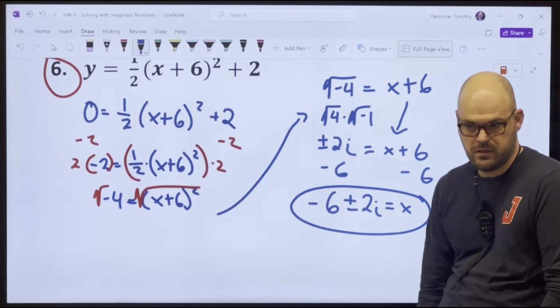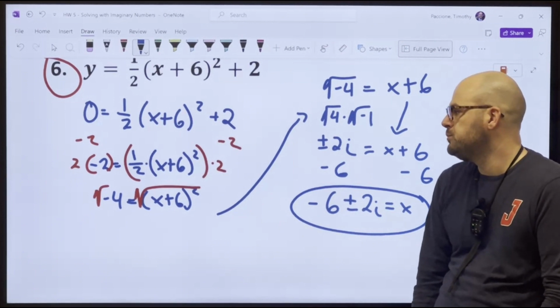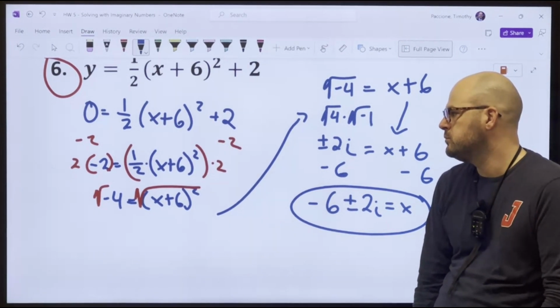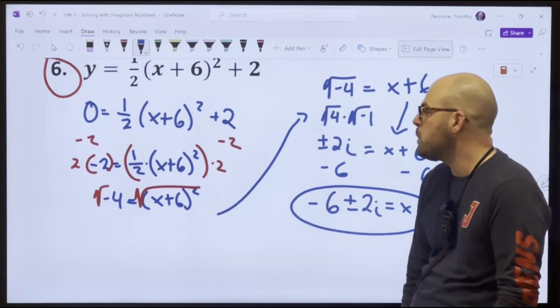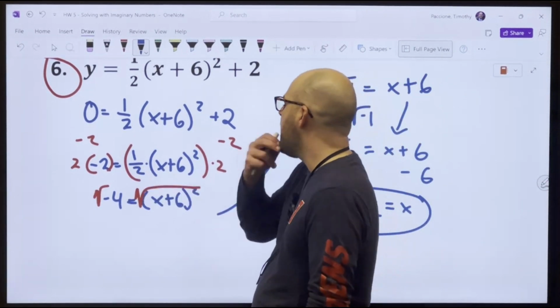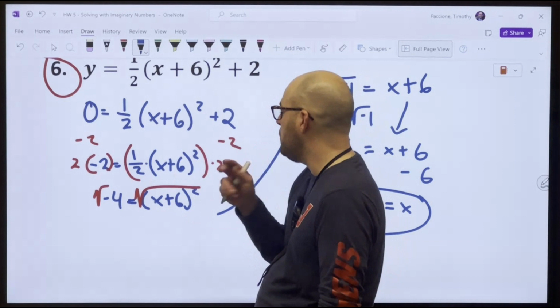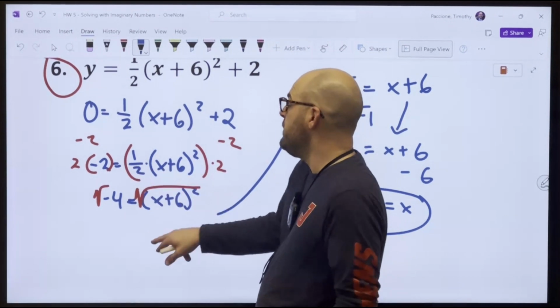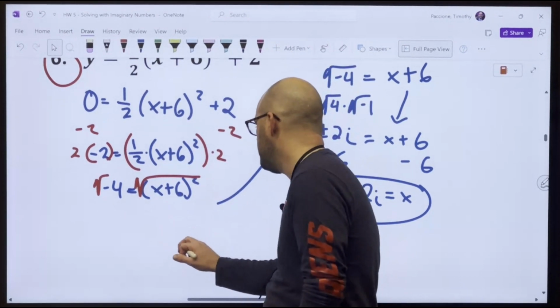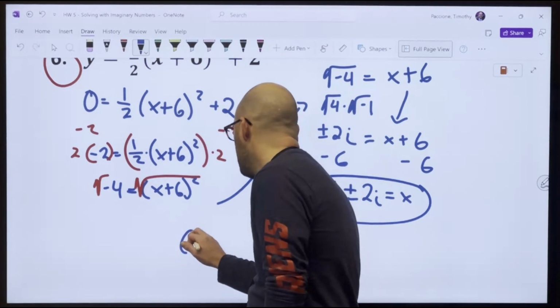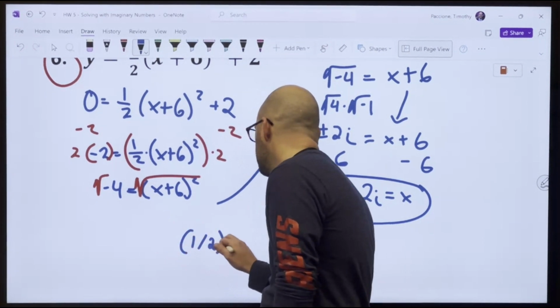Questions? Yeah. How would you put, like when we multiply by 2, how would you put that in the calculator? Over here? Yeah. I wouldn't really do it in a calc. If you wanted to, you could just do parentheses 1 divided by 2 times 2.